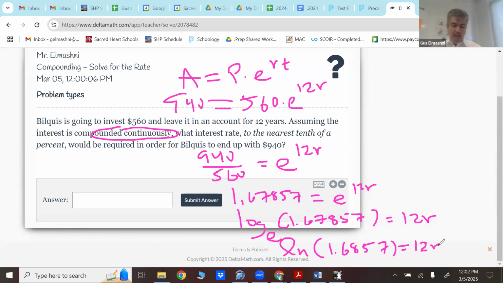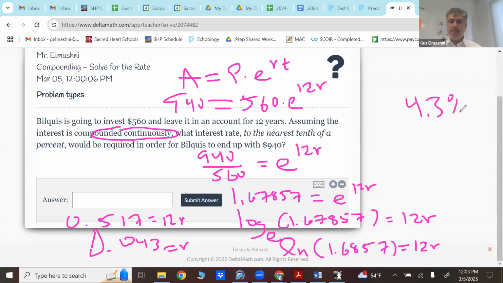Hold on, John. If I use a calculator, I get 0.517 equals 12r. And divide by 12, and I got my answer. My rate is 0.043. But to write a percentage, you have to say 4.3%. So the answer is 4.3%. And you want it to the nearest tenth. So I did 4.3.